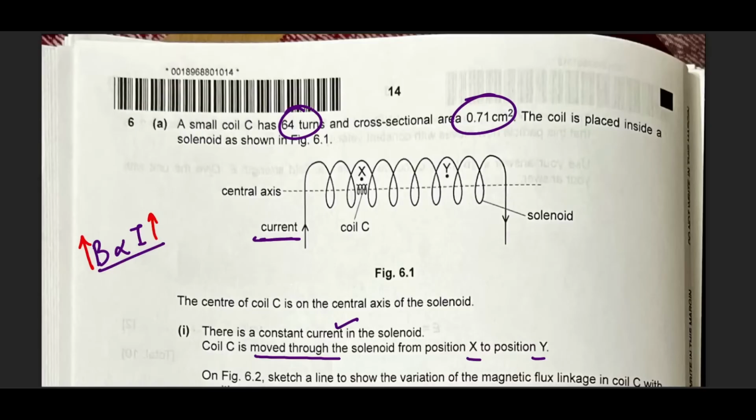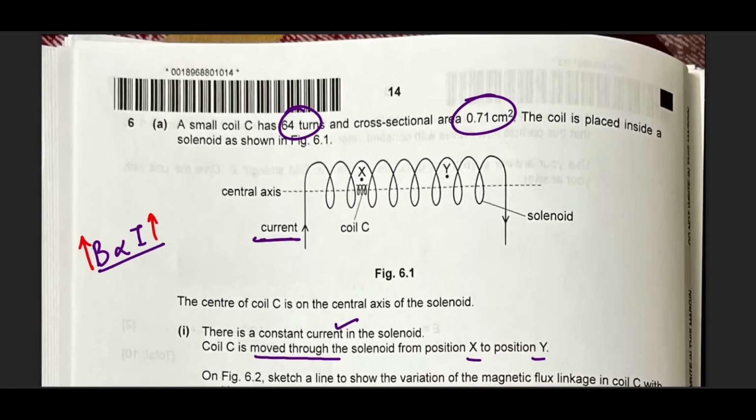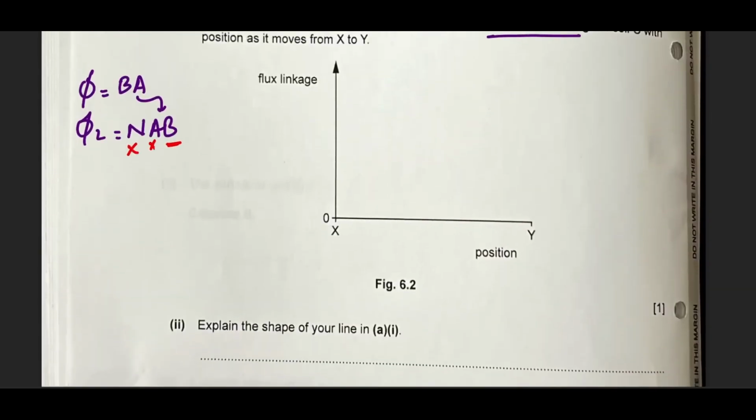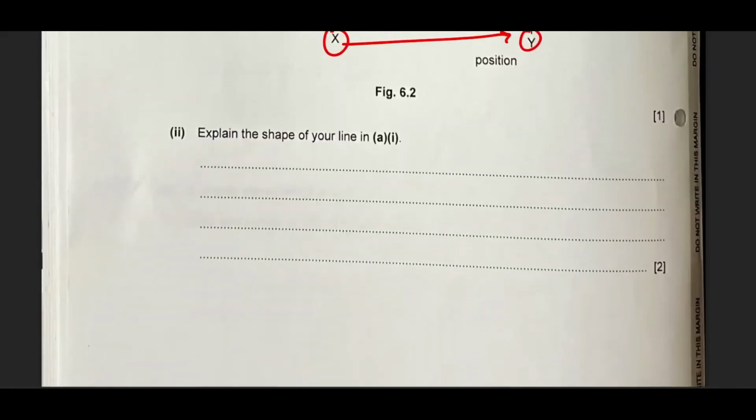But since the current is constant, the value of B is not changing. Is the cross-sectional area of this coil changing? No, it's not changing. Has the number of turns of this coil changed? No. So all of these quantities physically are constant. They are not changing. So the flux linkage will be a constant value while moving from X up to Y. It does not change.